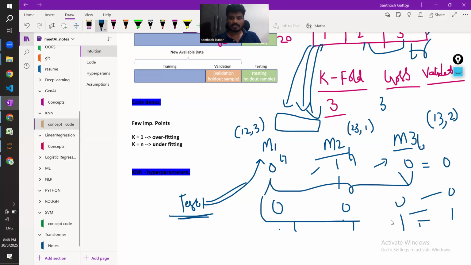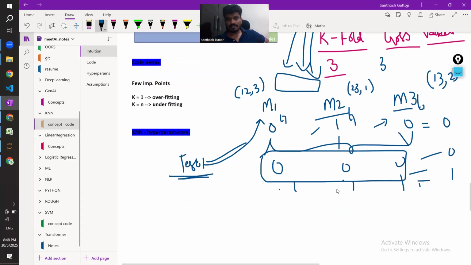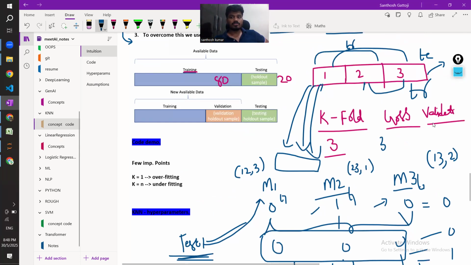Since you're having 3 predictions, one should be the majority. If all are zeros, fine, 0. If all are 1, 1. But if they differ, take the majority. That will be the outcome for this test point. This is called cross validation.